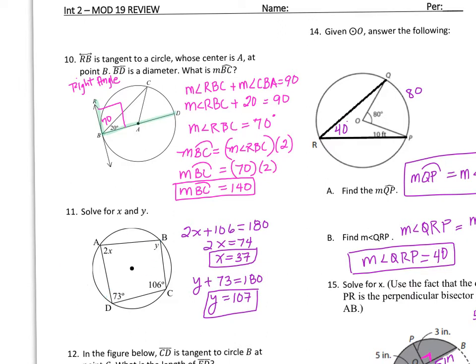On number 11, opposite angles add up to be 180. So y plus 73 equals 180. That means y equals 107. 2x plus 106 is equal to 180. 2x is equal to 74 because I'm subtracting the 106. And then I'm dividing by 2, so x equals 37.